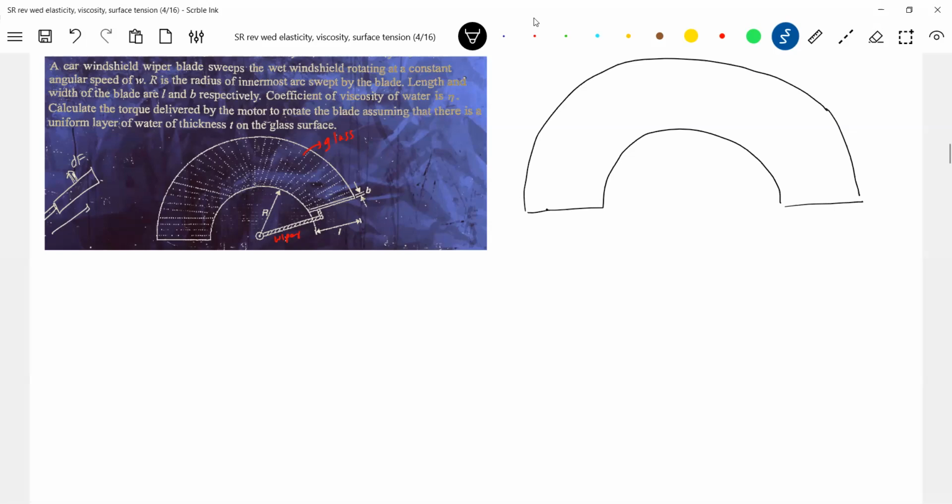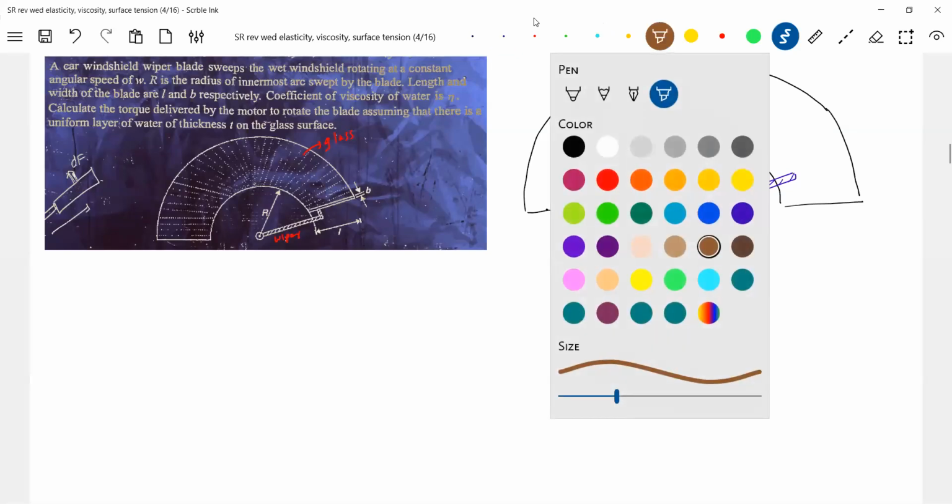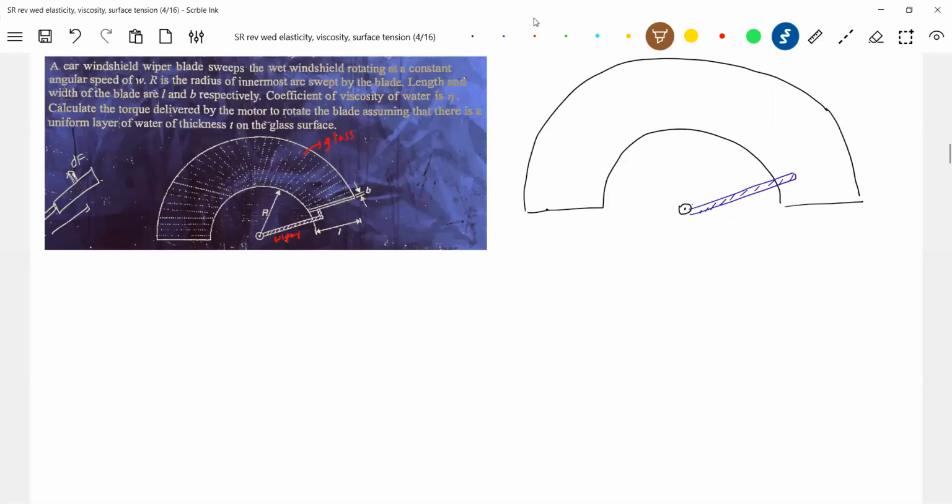It is a glass, only that wiper area is what we are showing. Okay, there's a rod. The width of this, here this length is L, what we have.